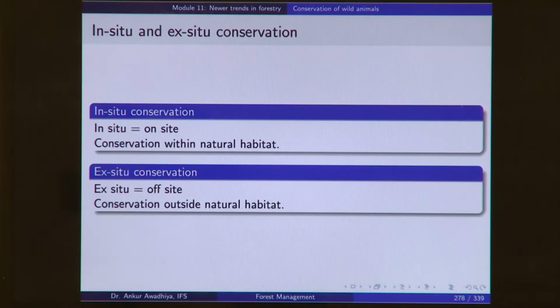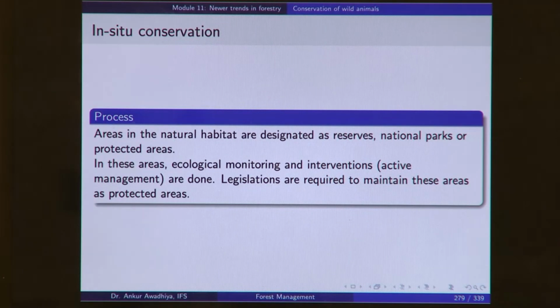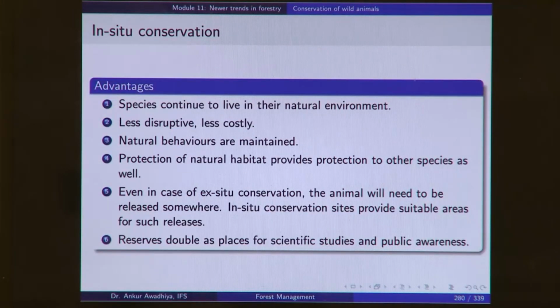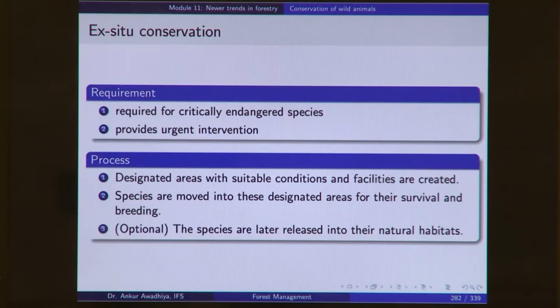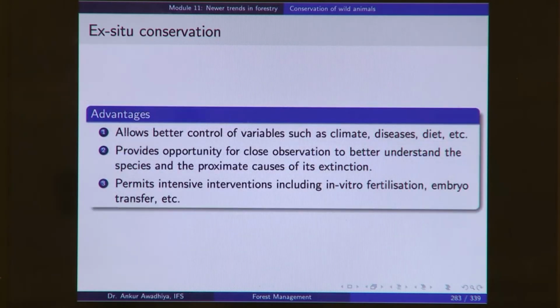Now in conservation, there are two different modes. One is in situ conservation, which is on site, and the second is ex situ conservation, which is off the site. In the case of in situ conservation, we designate areas as reserves, national parks or protected areas. Ecological monitoring and interventions are done, and legislation is required to maintain these areas as protected areas. The benefit is that species continue to live. Next, we looked at the advantages and disadvantages of in situ conservation, and also the advantages and disadvantages of ex situ conservation.